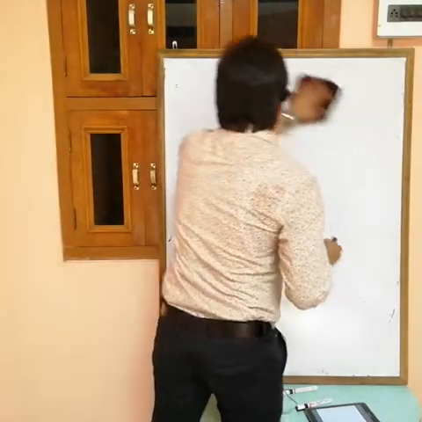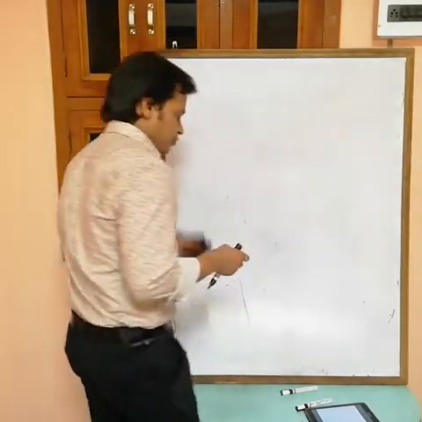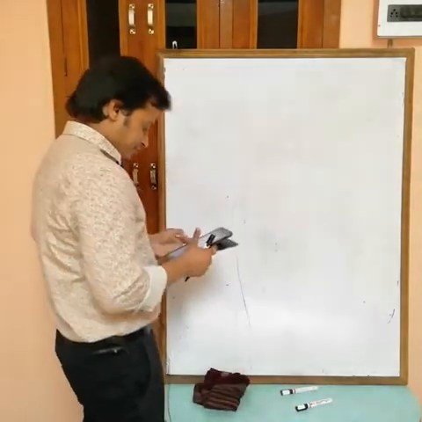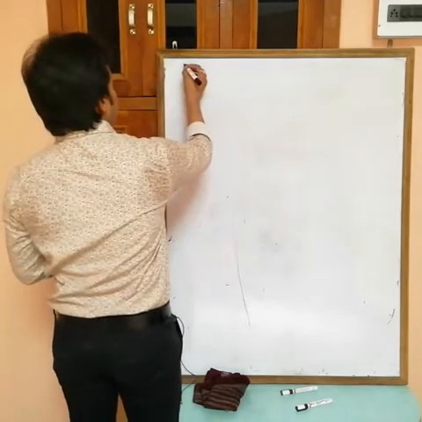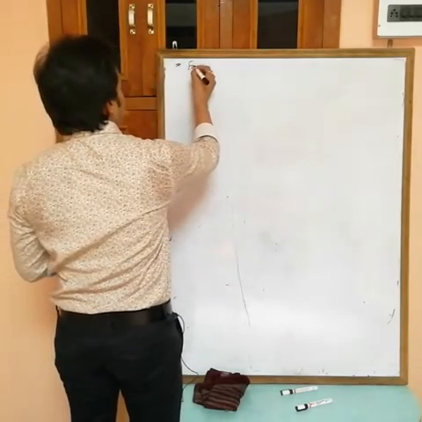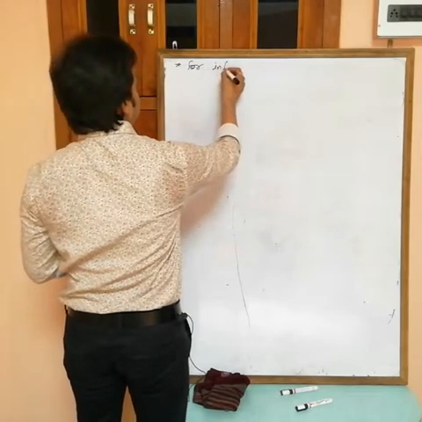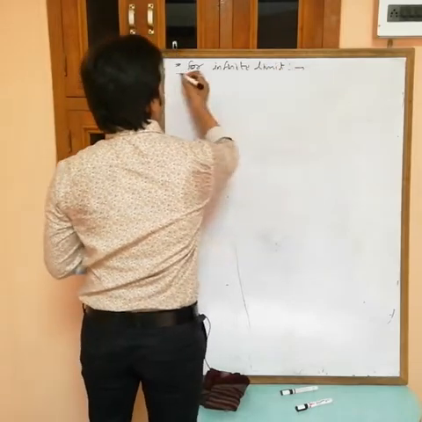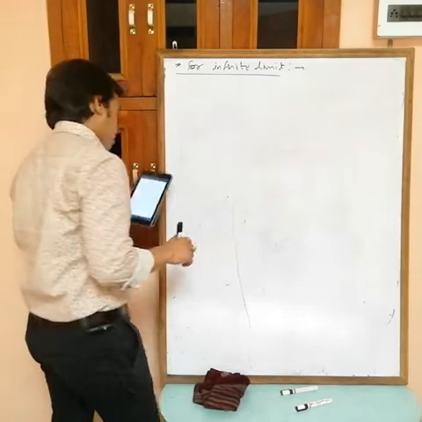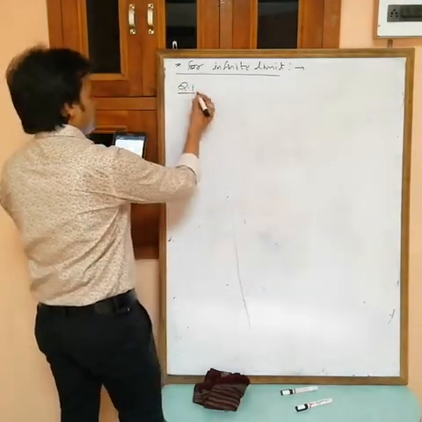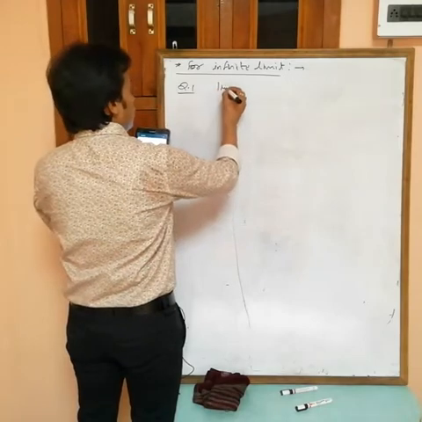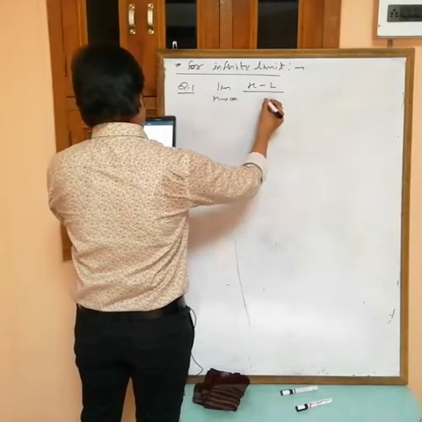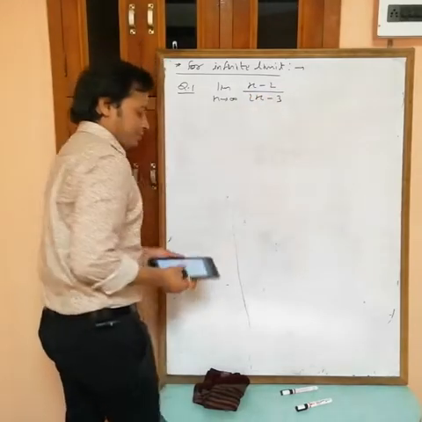Now we will take questions in which the limit is as x tending to infinity. For an infinite limit, it means the limit of x is tending to infinity. I am directly taking the question: limit x tending to infinity, x minus 2 by 2x minus 3.